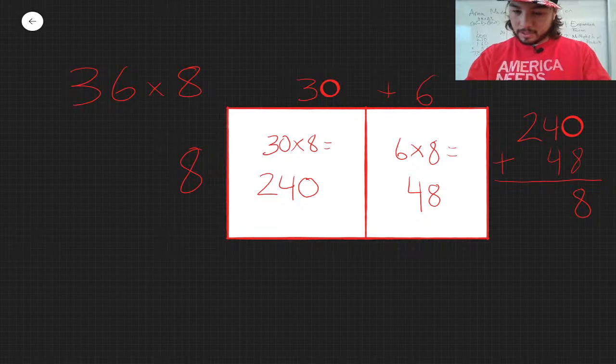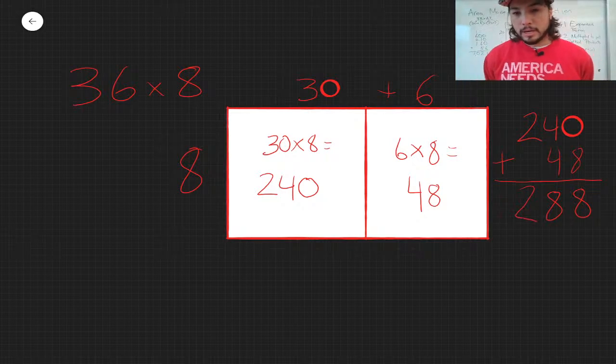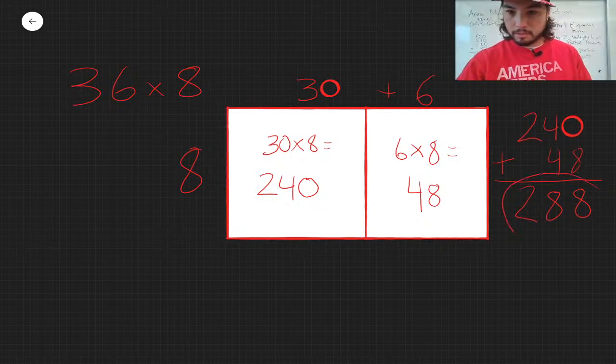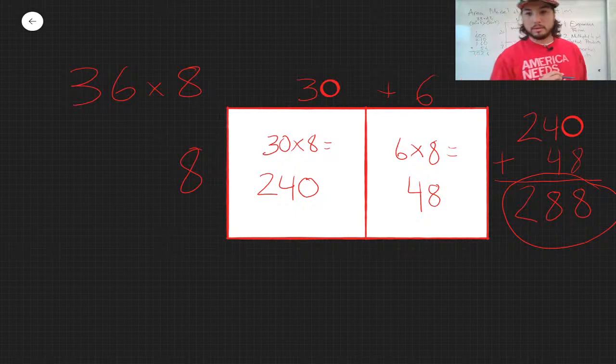0 plus 8 is 8. 4 tens plus 4 tens is 8 tens. And then 2 hundreds plus 0 hundreds is still 2 hundreds. With a final result of 288. No, it didn't wipe everything out that time, probably because there's something in the middle.